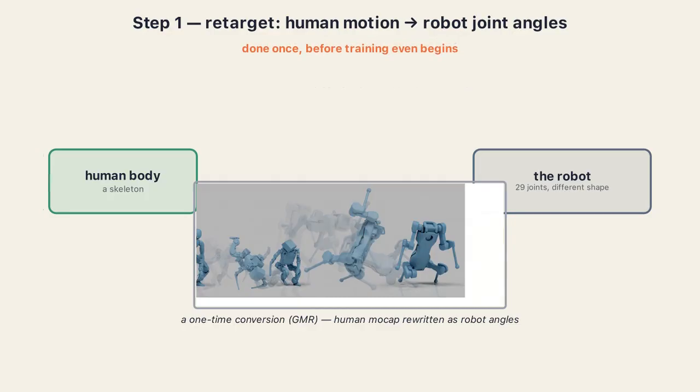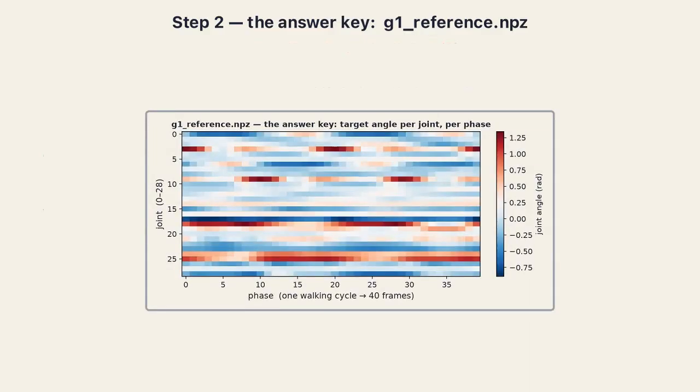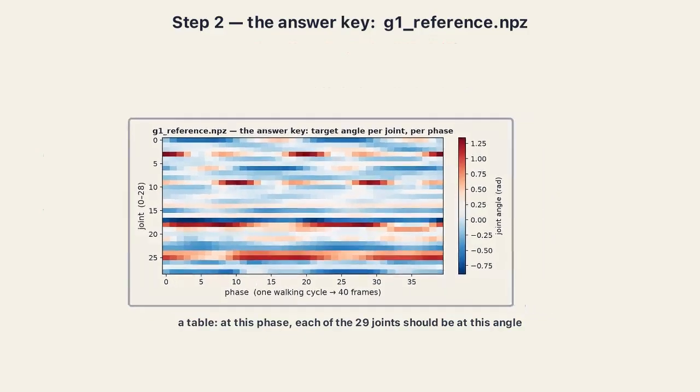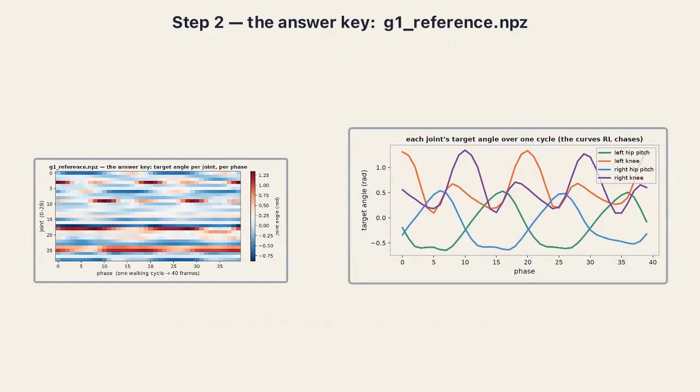You did this with a tool called GMR on a public dataset of recorded human motion. The result is your reference file, the answer key. Think of it as a table. Down one side, every moment of a single walking cycle. Across the top, all 29 joints. Each cell says, at this instant, this joint should be at this angle. That is the entire human demonstration, frozen into target angles. The robot is no longer chasing a video, it is chasing a spreadsheet of poses it should hit moment by moment.